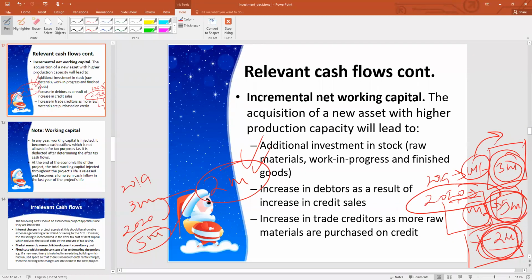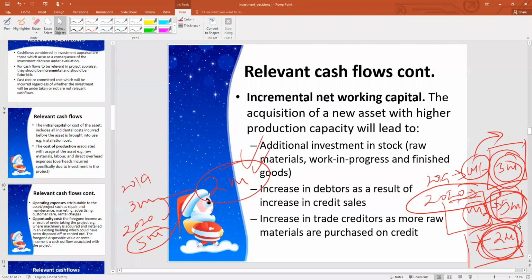And then a question on that particular concept. What about, for example, the first machine being disposed? There is a certain amount that we've received from the disposal, and then we have purchased M2 as a replacement. How do we deal with that?